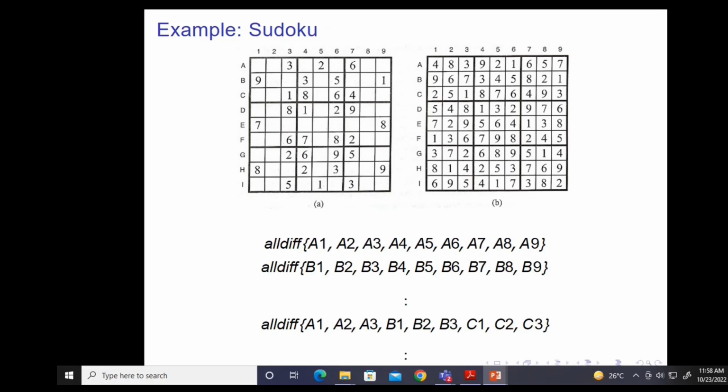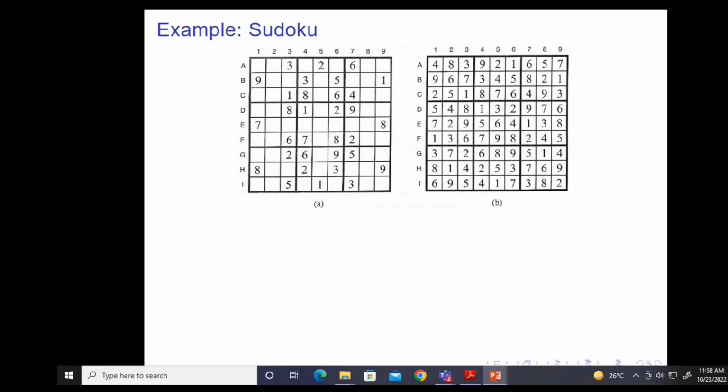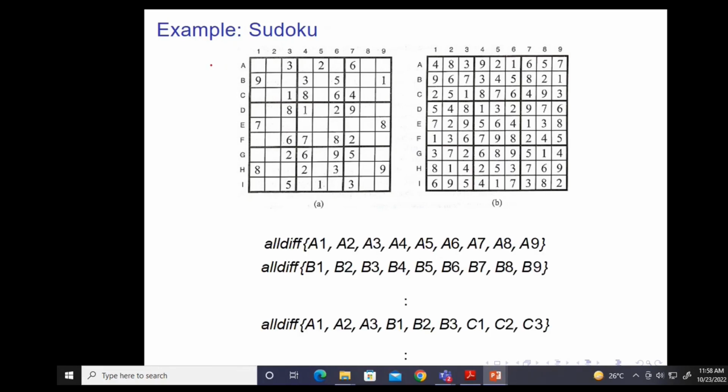So what is the situation? In this particular line, the values A1, A2, A3, A4 up to A9 should all be different. B1, B2 up to B9, all different. In one box, if I write, it becomes A1, A2, A3, B1, B2, B3, C1, C2, C3, all different. So you put more constraints.